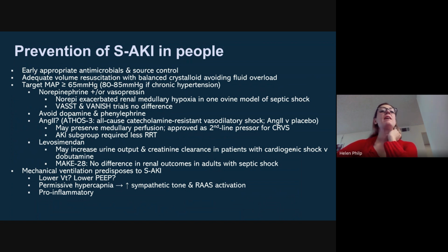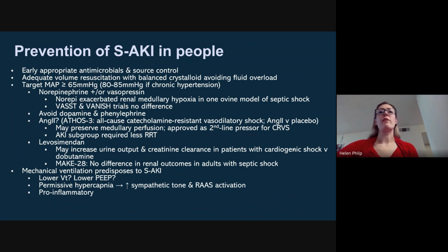prioritizing norepi, maybe and/or vasopressin, avoiding dopamine, phenylephrine. Some promise with angiotensin too, so that's licensed now as a second-line pressor in septic people, well, not just septic, but catecholamine-resistant vasodilatory shock. And there was an AKI subgroup in the ATHOS-3 trial who required less renal replacement therapy, so that could be a future avenue.